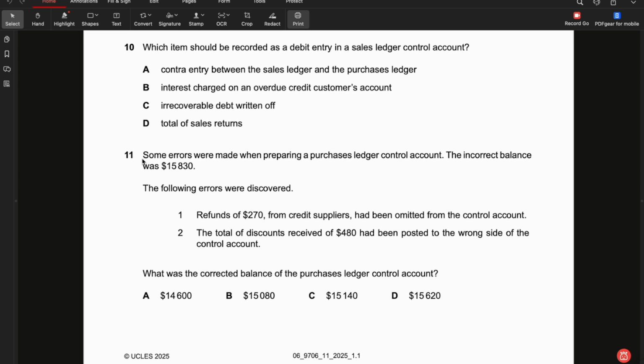Question says, some errors were made when preparing a purchase ledger control account. The incorrect balance was 15,830. The following errors were discovered. Number 1, refund of 270 from credit supplier had been omitted from the control account. Number 2, the total of the discount received of 480 had been posted to the wrong side of control account. So we need to find out what is the correct balance in control account.